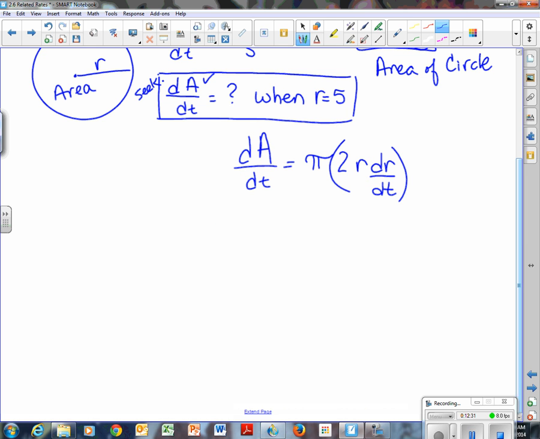We can clean it up a little bit, not a lot of rearranging here. dA dt is equal to 2 pi r. Oh my gosh, that's circumference, isn't it? 2 pi r dr dt.